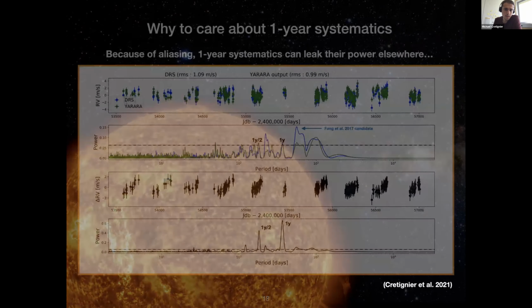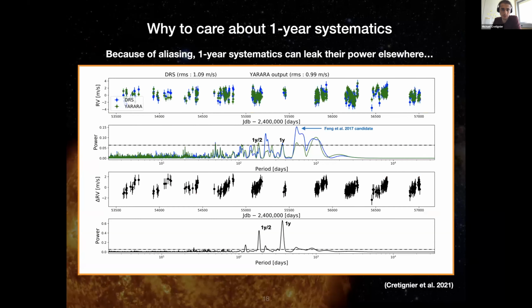Here is an example of why you should care about 1 year systematics. In fact, there is, for instance, this star for which there was a planetary candidate published in Feng et al. 2017 at 600 days. And what we discovered is that if we apply YARARA, you can see what is corrected at the bottom. It's really the 1 year and 1 year over 2 power which is corrected. The signal that completely disappears is the planetary candidate. Whereas if you look at the power at 1 year and 1 year over 2, it doesn't decrease so much. And so what is happening is simply that you have some crosstalk between a longer signal and a 1 year systematic that are producing a peak elsewhere in your periodogram.